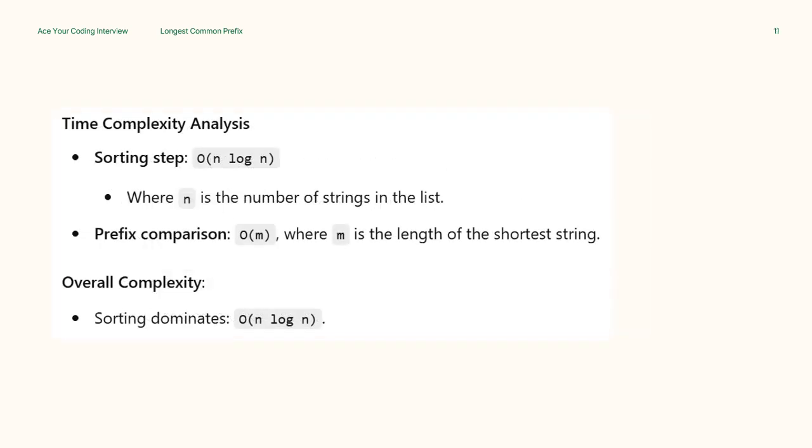The time complexity analysis starts with the sorting step. Sorting the array of strings takes big O of n log n time, where n represents the number of strings in the input list. Sorting is the most computationally expensive operation in this algorithm.